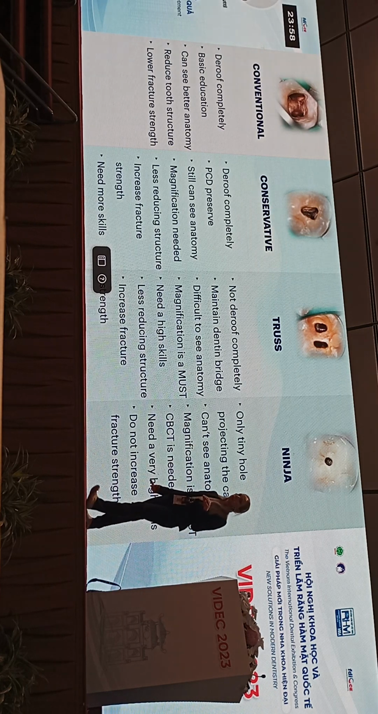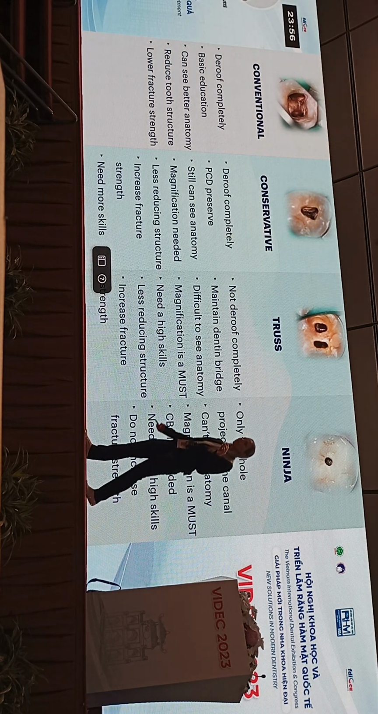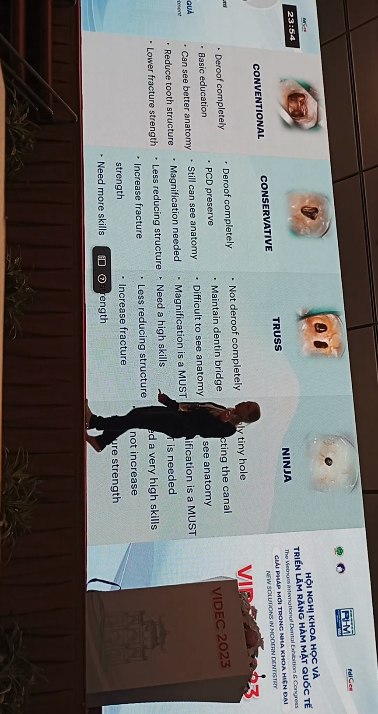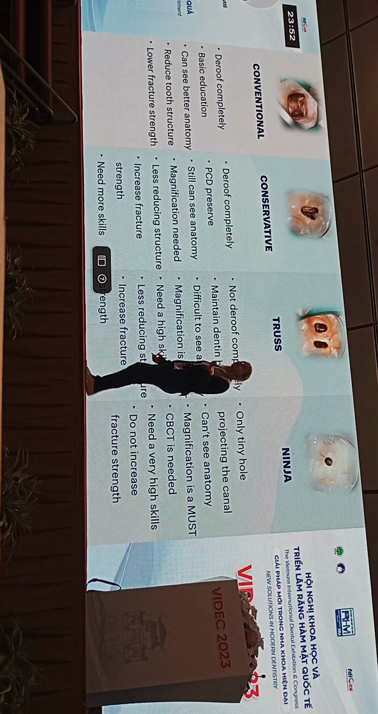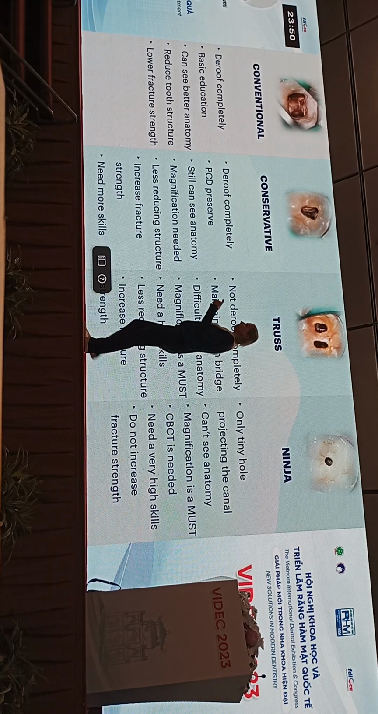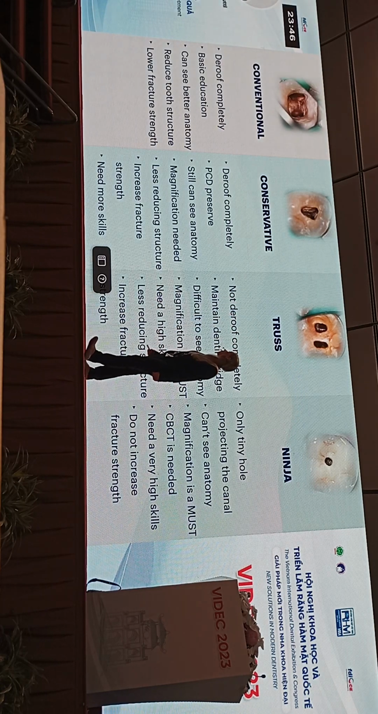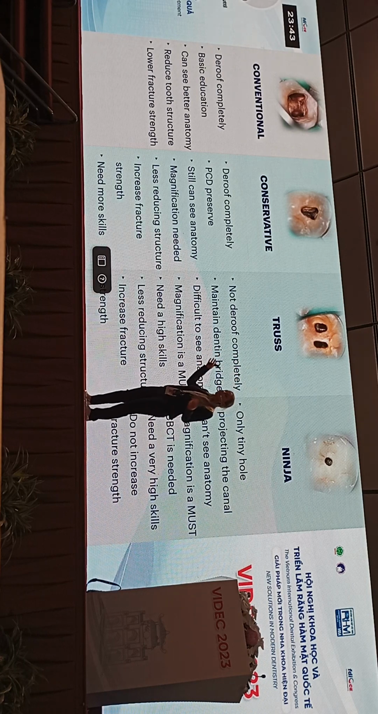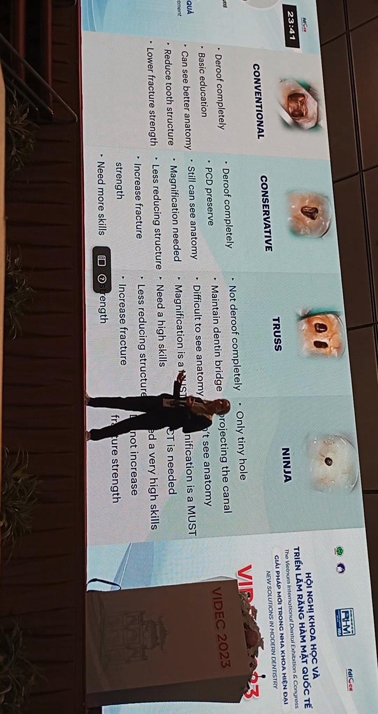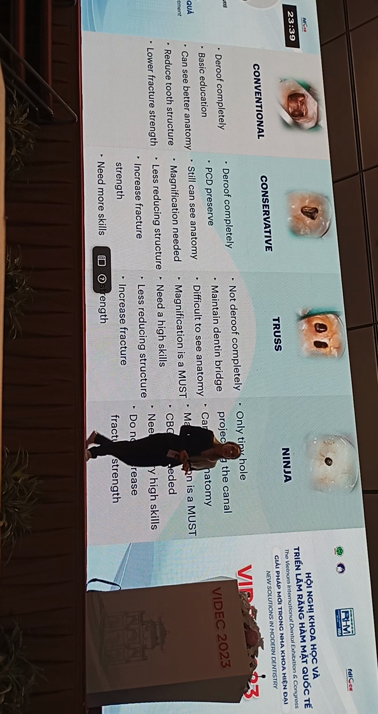If you try to save more tooth structure, you can pick the conservative access. Because you still deroof completely the pulp chamber, it requires higher skills. If you use magnification, better, because in this case you still can see all the anatomy, but you have to move the mirror. And obviously, you save more tooth structure, so you increase the fracture strength of the tooth.